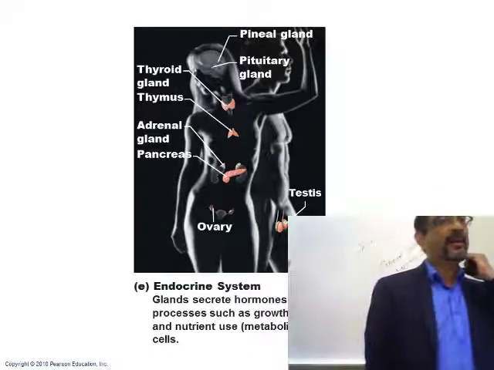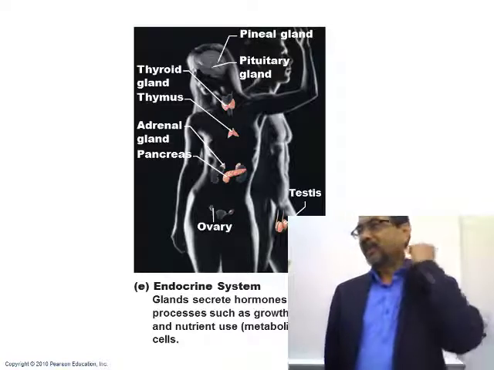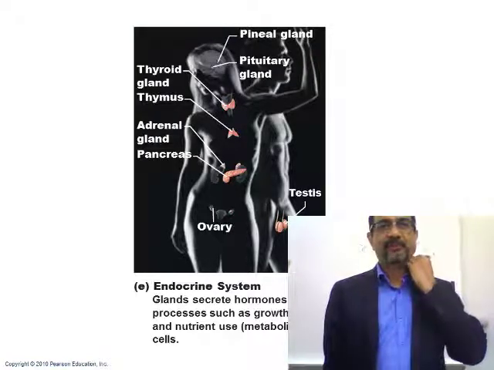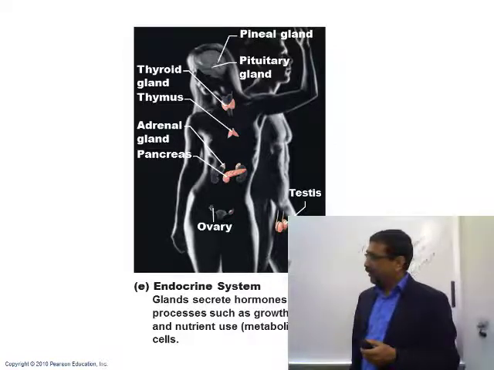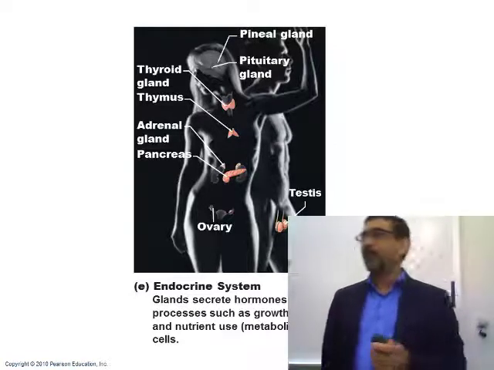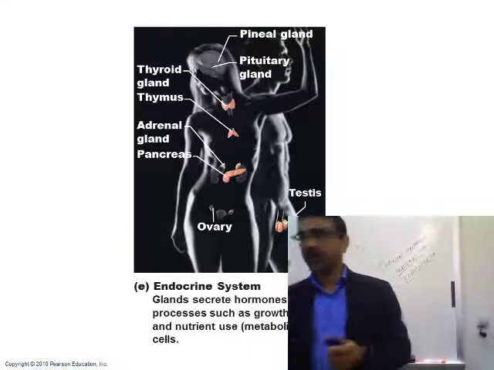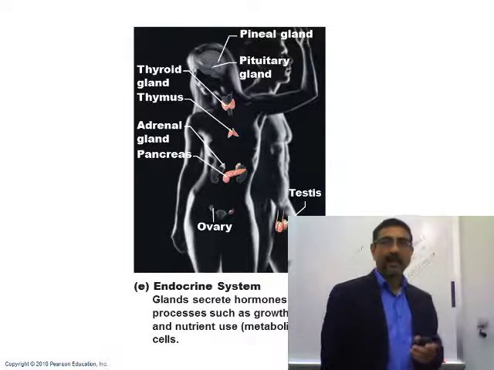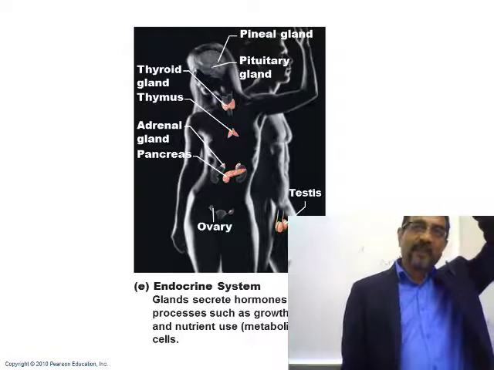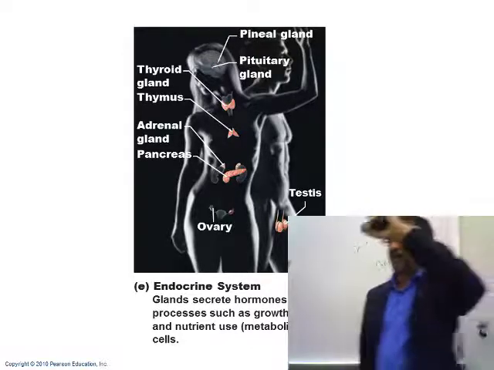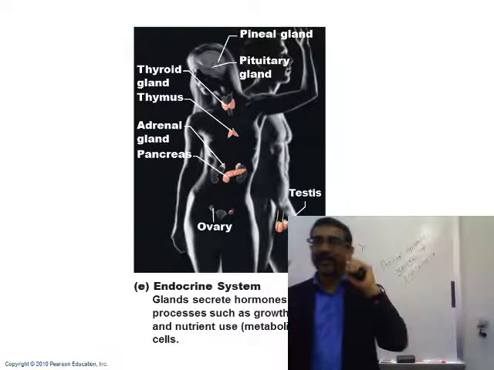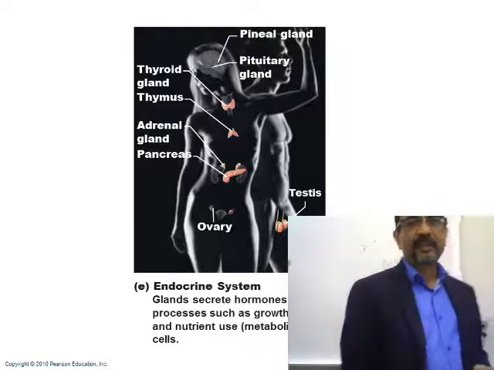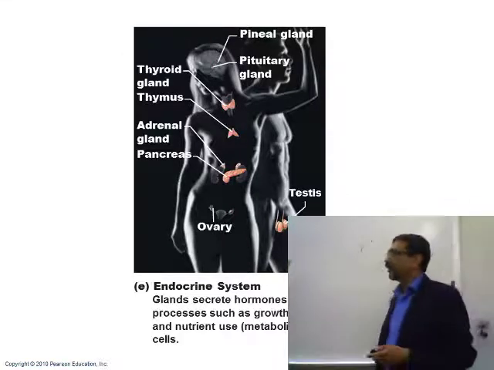The endocrine system consists of the endocrine glands. I'll just mention the names of a few important endocrine glands of your body. If we start from the head, in your brain you have the pituitary and pineal. Both start with P. Pituitary gland and pineal gland.